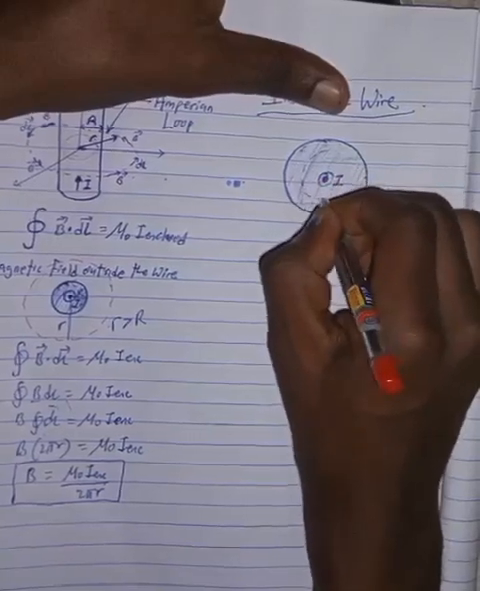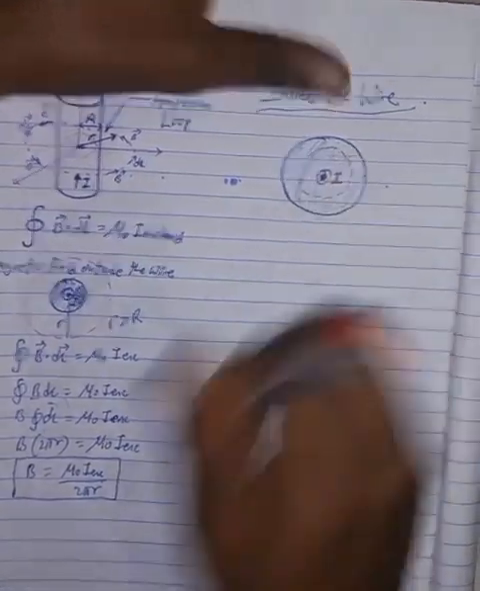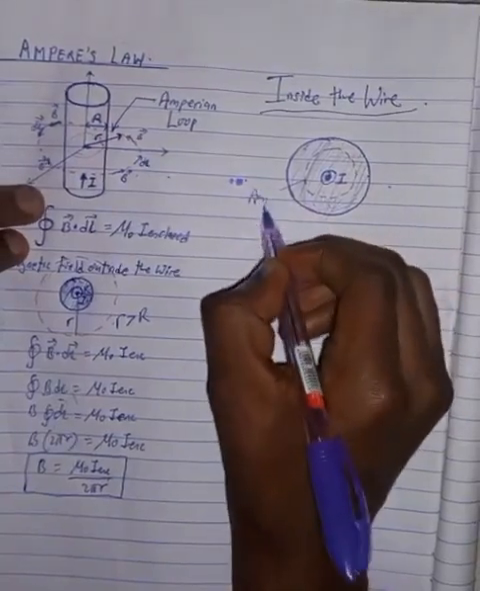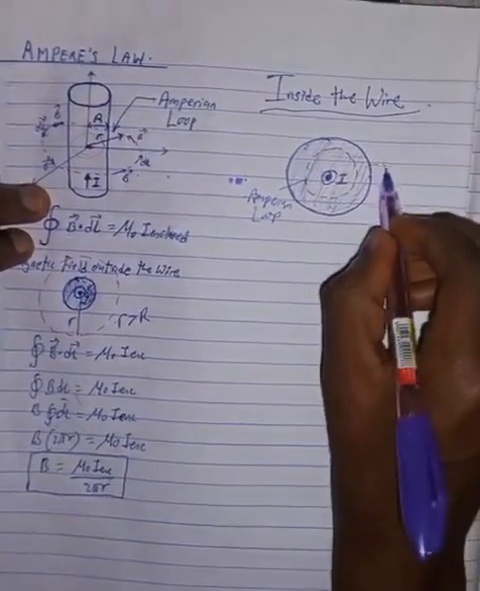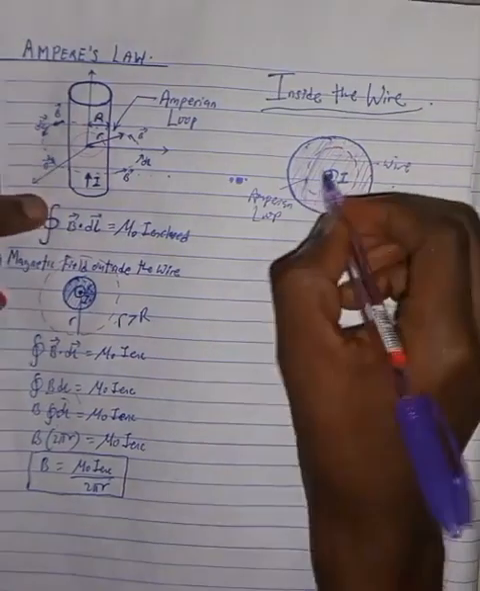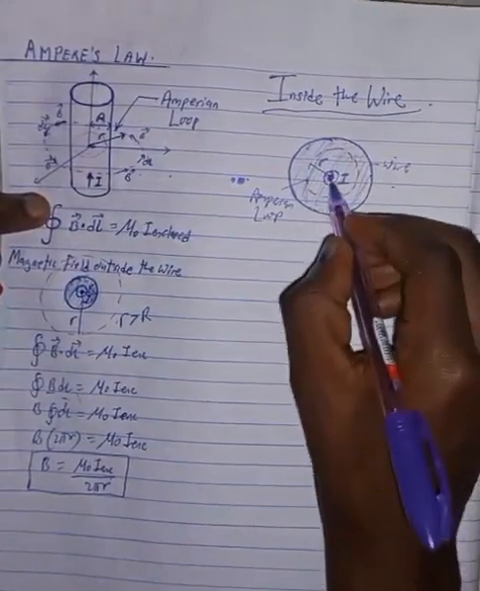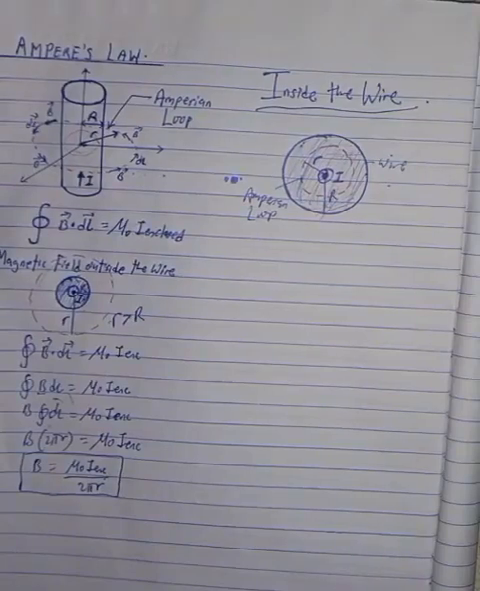Here, I want to get the magnetic field inside this conductor. So I will draw my Amperian loop. This one here is called the Amperian loop. And this is the conductor, which is the wire. Now remember, the radius of this Amperian loop is small letter r, while the radius of the wire is capital letter R.